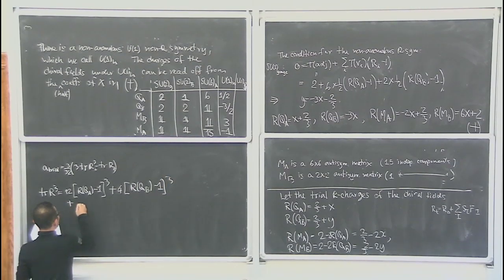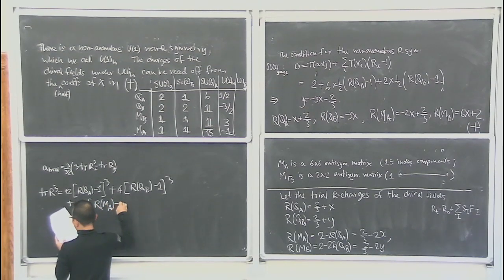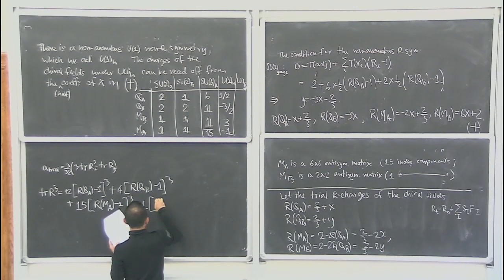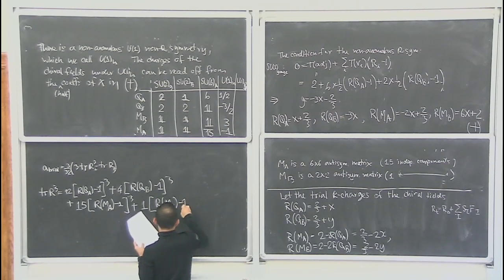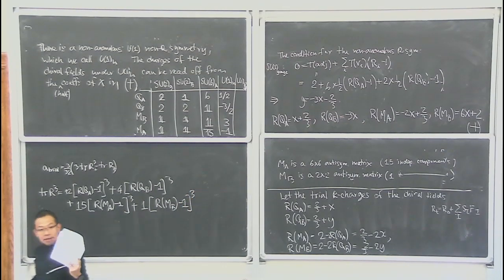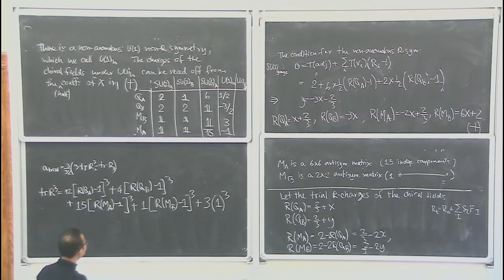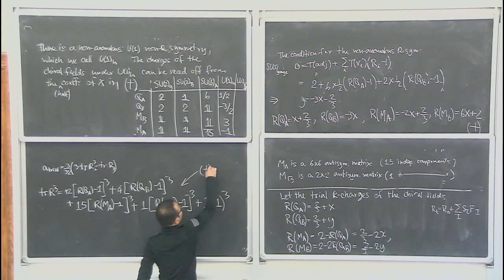plus, next, let's do MA. There are 15 of them, so 15 times (R_MA minus 1) cubed, plus R_MB, there is 1 of them, so 1 times (R_MB minus 1) cubed, plus, what else? Gaugino, exactly, thank you. How many of them? 3, yes, because you are in an SU(2) gauge group, and the gaugino has R charge 1, cubed. Then feel free to plug in the dagger equation here. I won't write it.